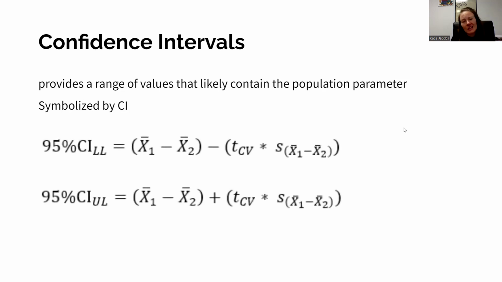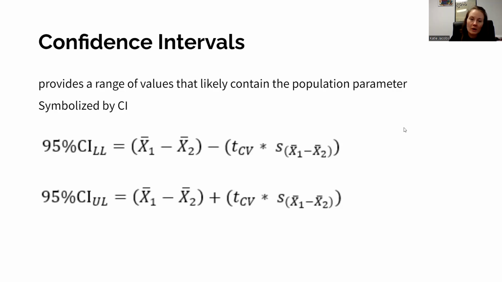Our formula for this is a little wild. Okay, so if you're doing a 95% confidence interval, you would write 95% CI, which represents confidence interval, sub LL. The LL stands for lower limit of your confidence interval because we're going to have a range. And then you fill in the rest of this formula. A lot of these things are things that you already found.